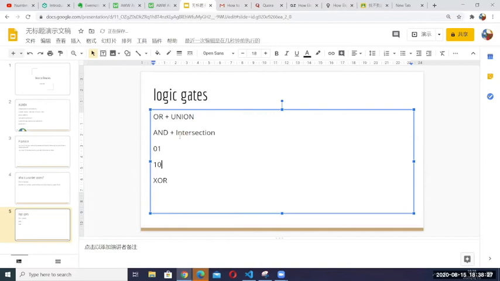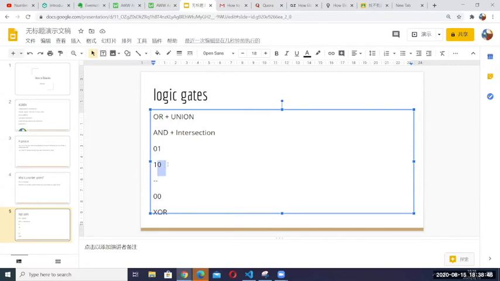So another 1, 0, 1, 0, 1. Guess what it will yield? It will yield 0 and 0 if you perform an AND on these two numbers. This is because AND is intersection, which means it will only result in a 1 if both of them are 1.